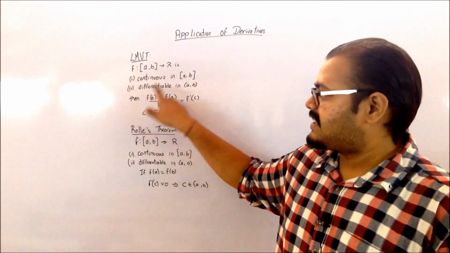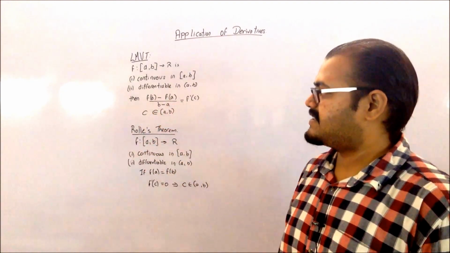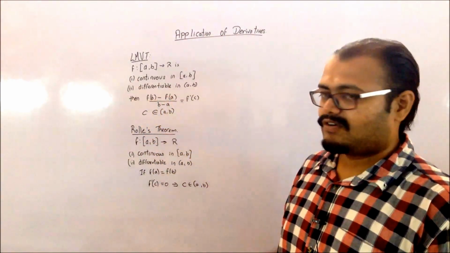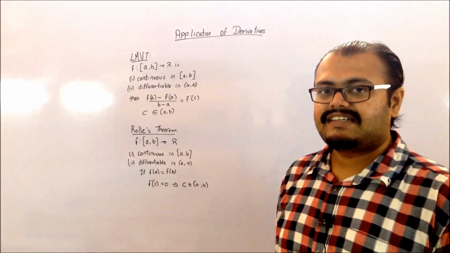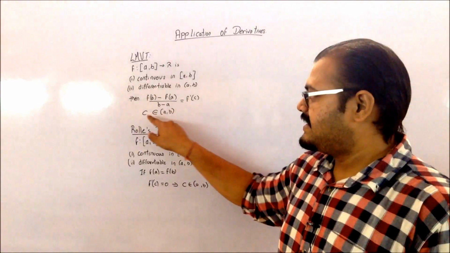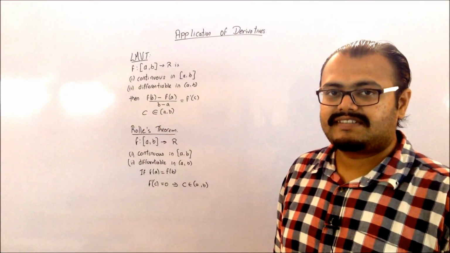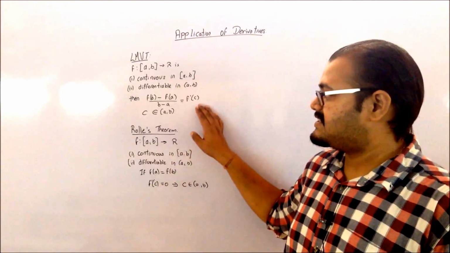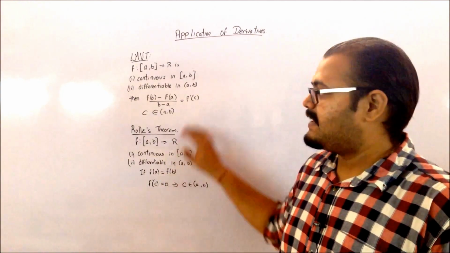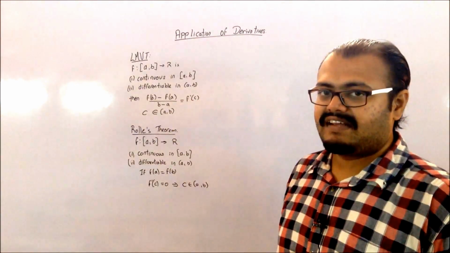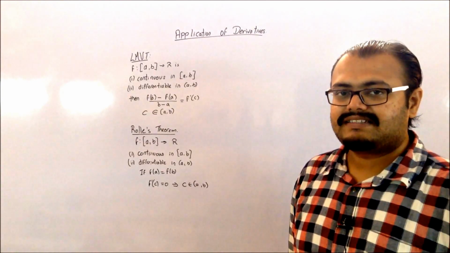After those conditions are checked, you can go for this particular formula, that is (f(b) minus f(a)) divided by (b minus a) will give you f dash of c, where c is any point which is between a and b. Now let us understand what this equation tells us. This equation tells us that the slope of the tangent at point c will be equal to this particular value, that is (f(b) minus f(a)) upon (b minus a).